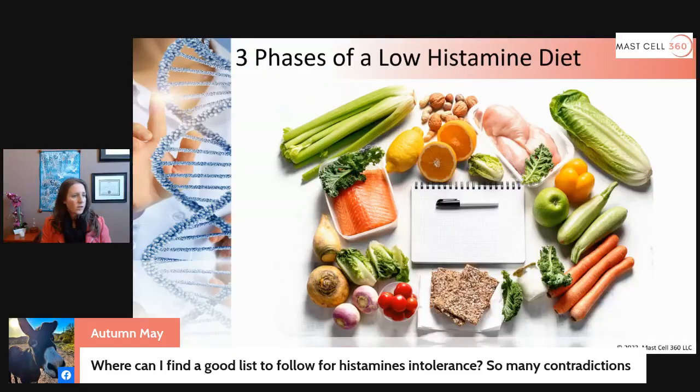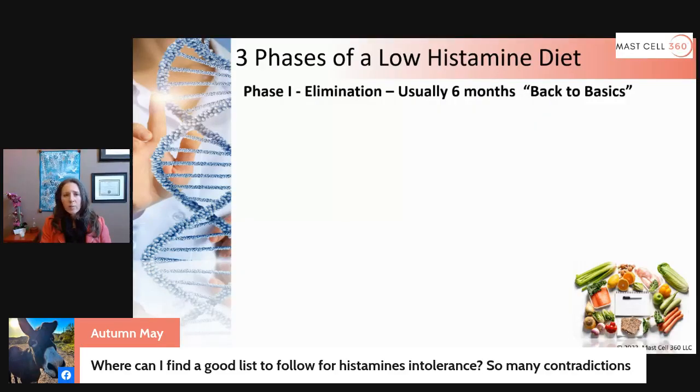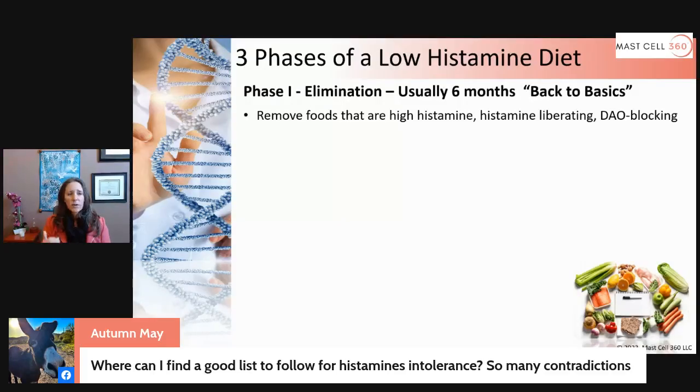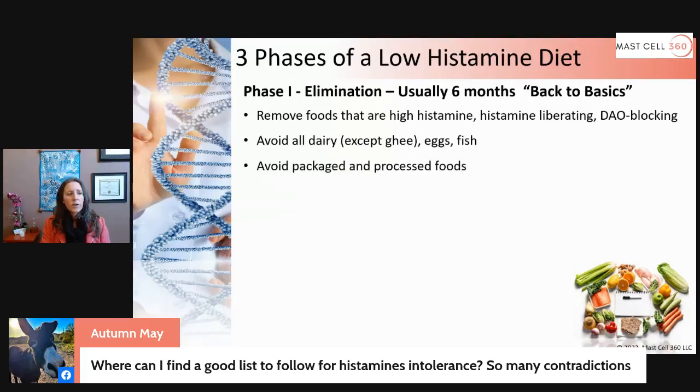So, 3 phases of the low histamine diet. What if you only have histamine intolerance? Phase 1, I call this kind of back to basics. That's your elimination phase. It might be 6 months. If you have a lot of challenges like I did, it may be a bit longer than that. This is where you're taking out your foods that are high histamine, histamine liberating, and DAO blocking. You're going to avoid other things that can be triggers, like dairy, except most people can do ghee, eggs, fish, no packaged or processed foods, freezing all your leftovers after cooking.